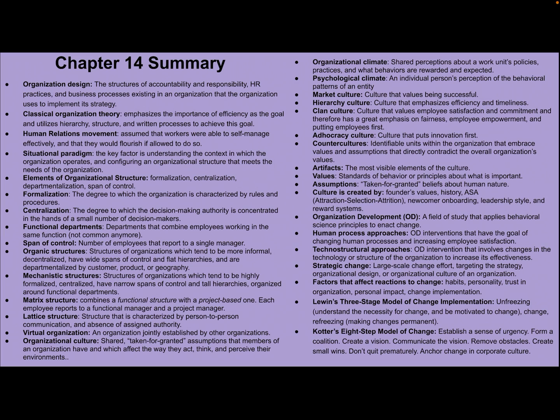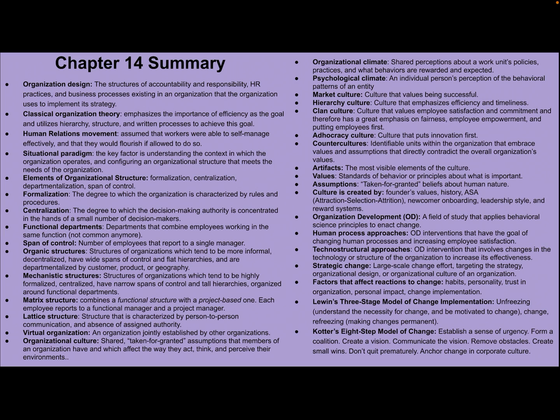Organic structures are organizations which are more informal, decentralized, with wide spans of control and flat hierarchies, and are departmentalized by customer, product, or geography. Mechanistic structures are structures of organizations which tend to be highly formalized, centralized, with narrow spans of control and tall hierarchies, and are organized around functional departments. These mechanistic structures are more old-fashioned, but they are often more market-oriented and focused on the customer experience and keeping prices low, like McDonald's and Walmart.